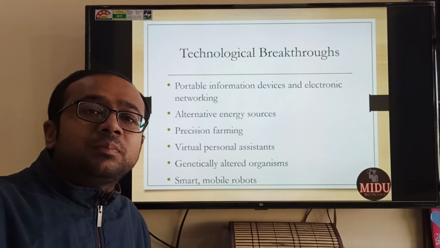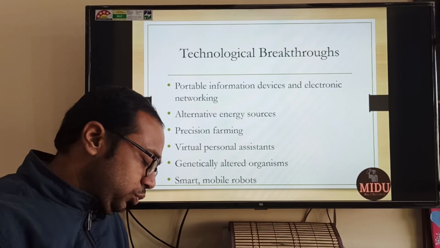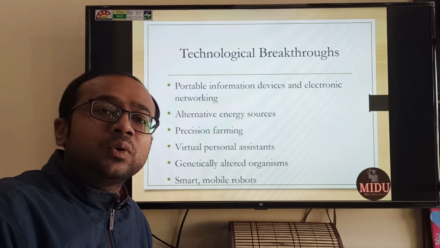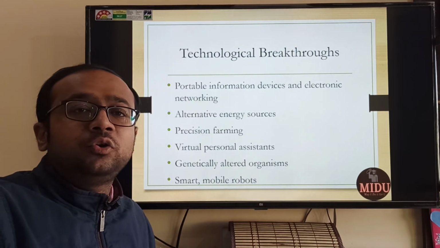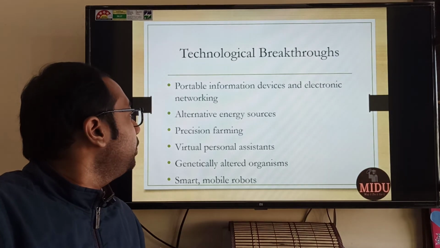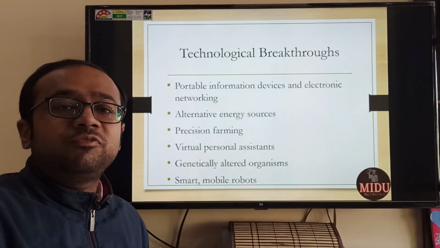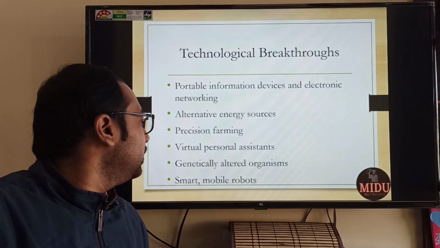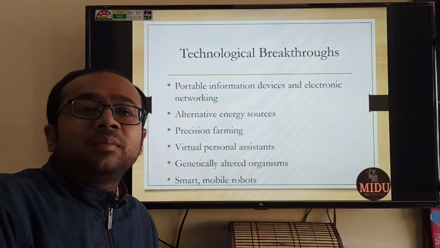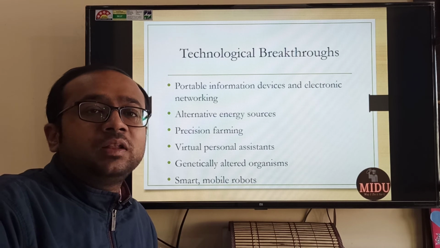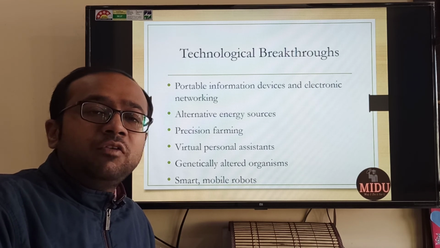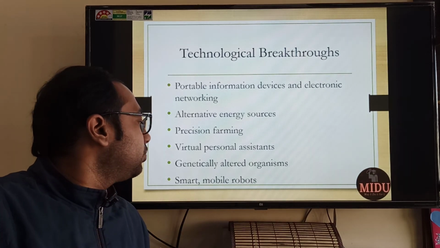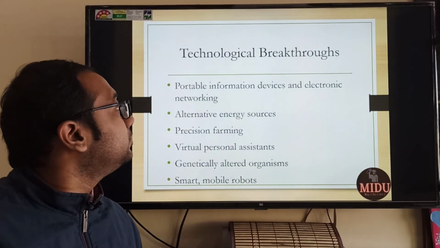Precision farming is taking place. When I say precision farming, it means you can know the entire soil profile, what type of composition is there, and on that basis you can plan your crops and do crop rotation. Virtual personal assistants are available. You do not need physical assistance nowadays, everything is there on the internet. Genetically modified crops are there, which remove unwanted traits and keep only the superior traits in the crop or organism. Smart and mobile robots are there nowadays.